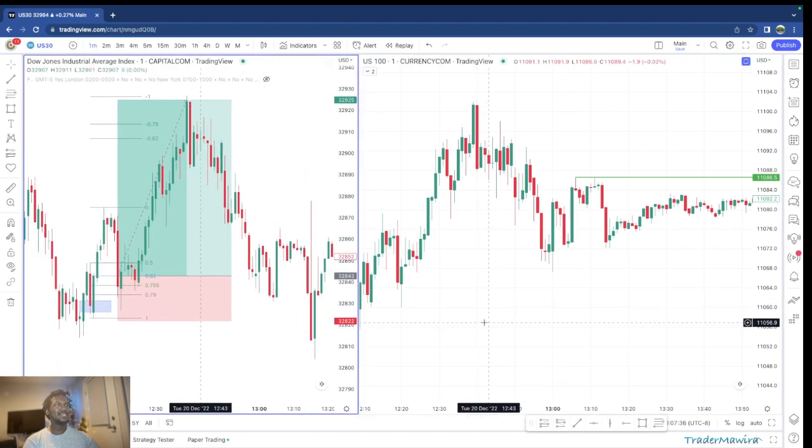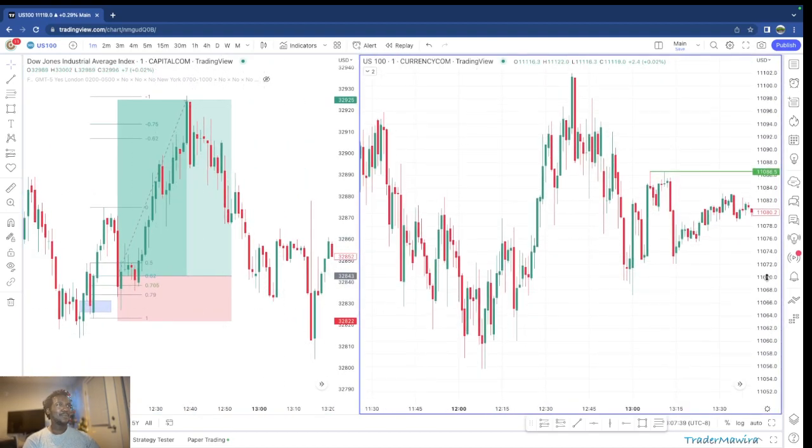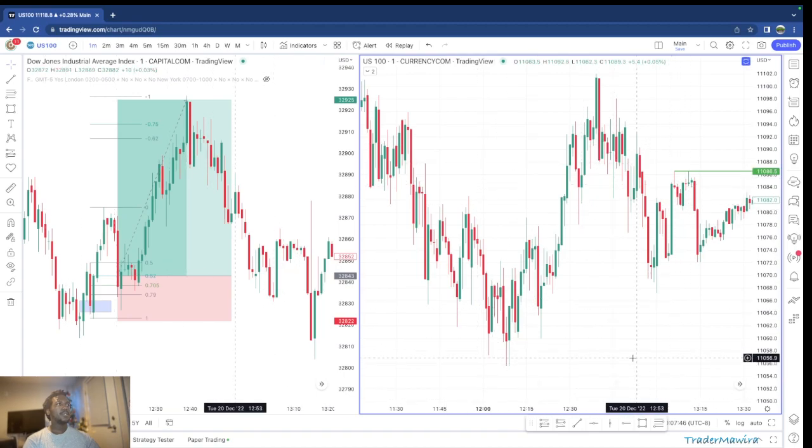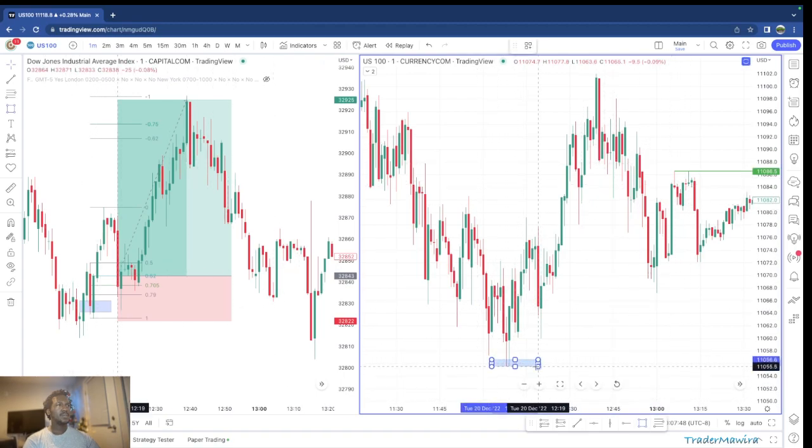Let me do it this way. Now look, you see that low? It's this low right here. You know, I'll put boxes so you can see that low is the same low right here.